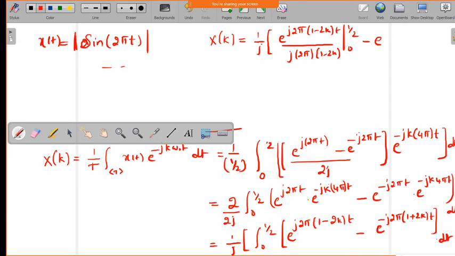Then minus e^(−j2π(1+2k)t), divided by minus j 2π into (1+2k), evaluated between 0 and half. Both the j terms can be multiplied, and you will get it.